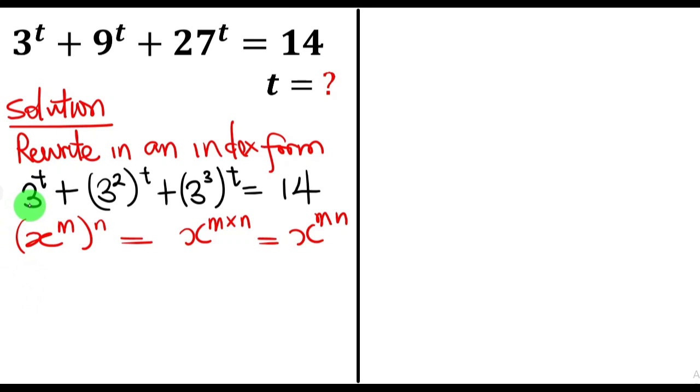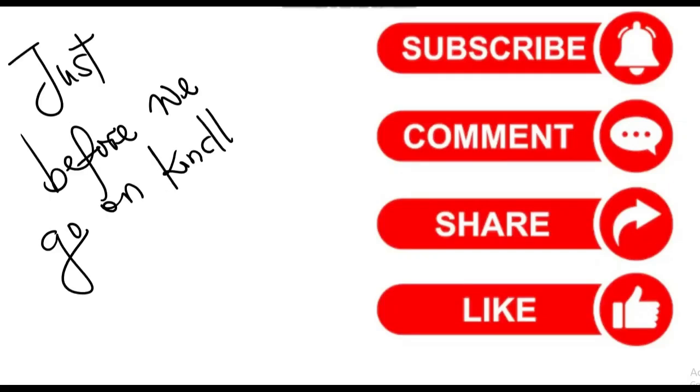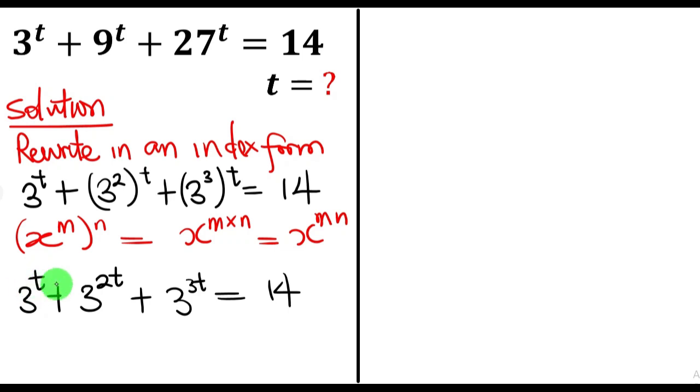Applying the same rule there, my equation can now become 3 raised to the power of t plus 3 raised to the power of 2t, because 2 times t is 2t, then plus 3 raised to the power of 3t, because 3 times t gives me 3t, and still equals 14. The next thing I observe on this left hand side is that I have the same base 3, 3, 3, and at the same time my powers, that is the exponents, are increasing in order by 1. So this is 1t, this is 2t, and this is 3t. They are consecutive and increasing by 1.